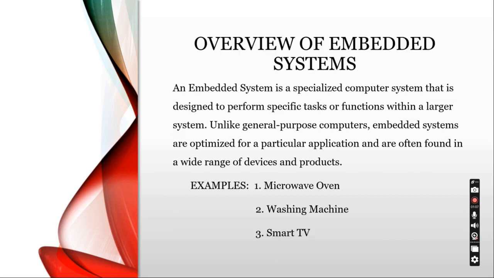Overview of embedded systems. An embedded system is a specialized computer system that is designed to perform specific tasks or functions within a larger system. Unlike general purpose computers, embedded systems are optimized for a particular application and are often found in a wide range of devices and products. Example: microwave oven, washing machine, smart TV.